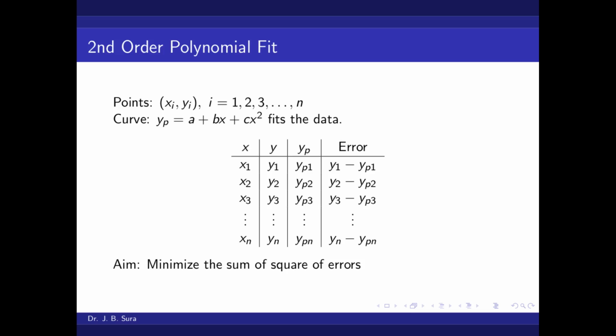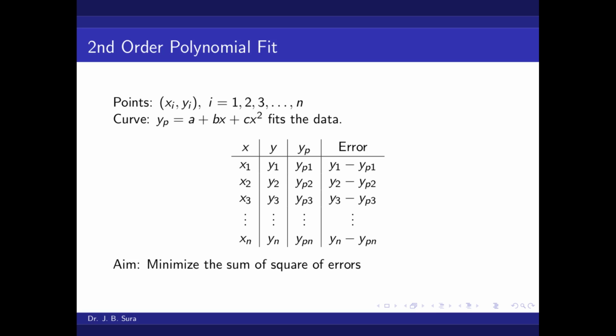Today we will talk about fitting a second order polynomial on given data points. So let's say we are given data points xi and yi, where i is from 1 to n, and we want to fit a curve which is second order, yp is equal to a plus bx plus cx square. If we make a table, then we can say that x and y are the given values.